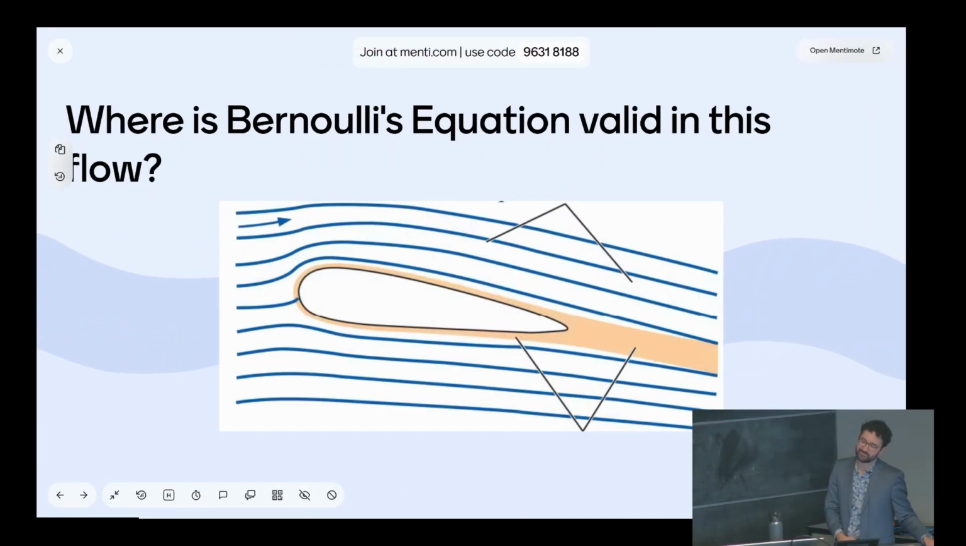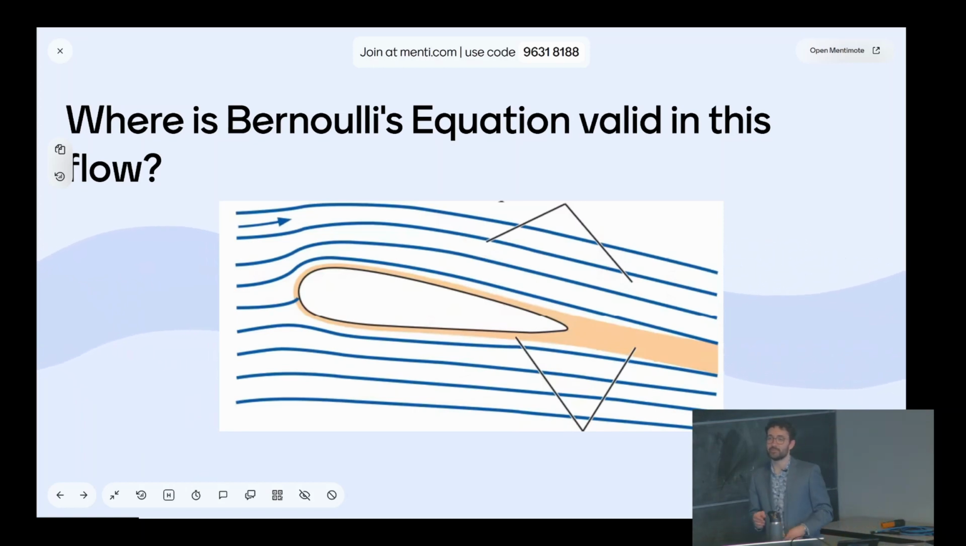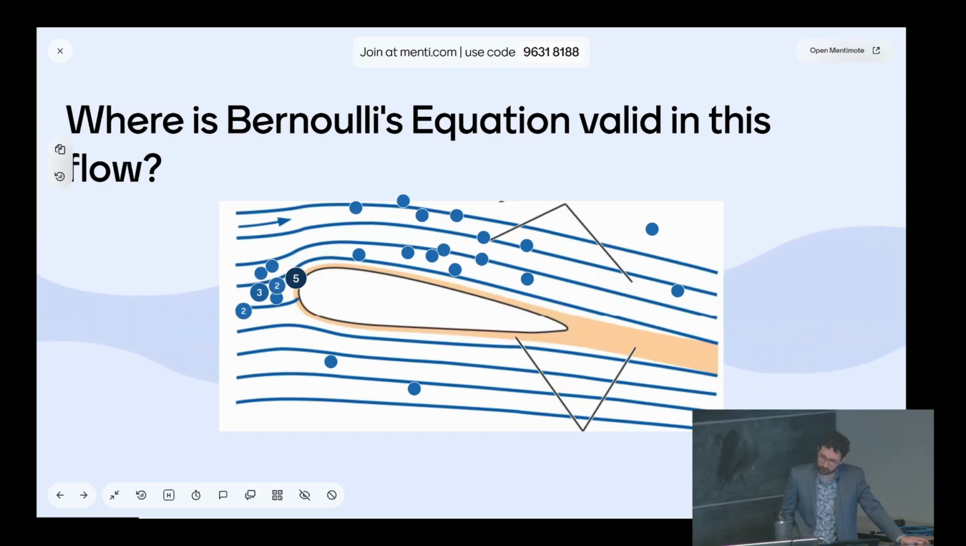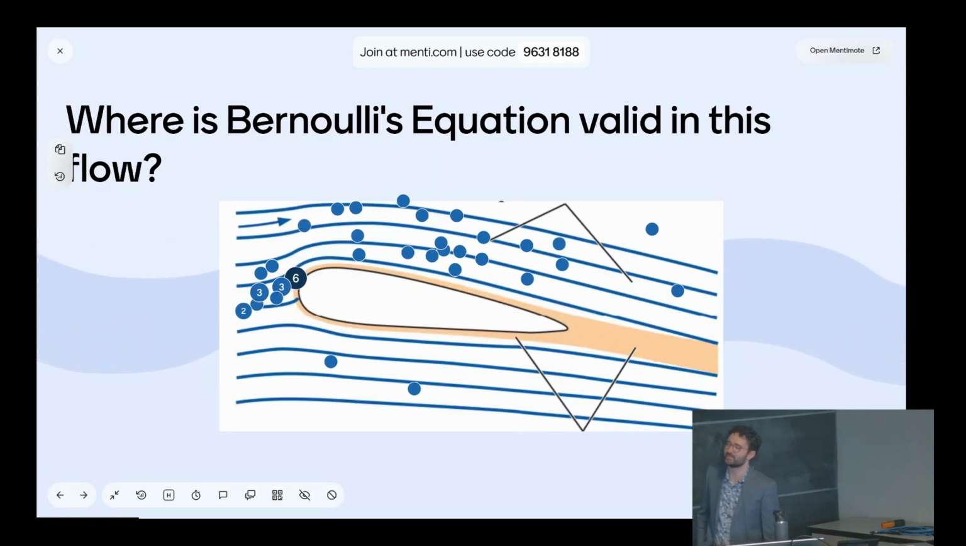So here's a picture of flow over an airfoil. You just drag a point on your phone and pick a region of this flow where Bernoulli's equation applies. Does anyone want to share why they put their point where they did? Or maybe does someone want to share why no one picked points in the orange area here?